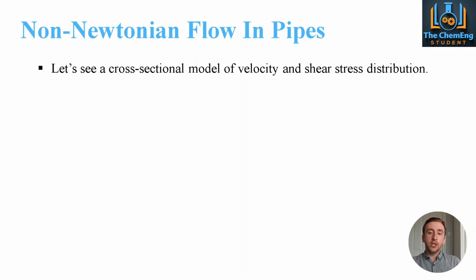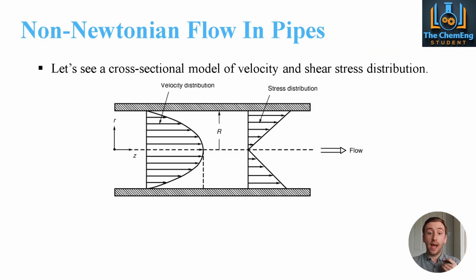Now if we look at a cross-sectional model of viscosity, shear rate and stress distributions, then this should give us a clear indication as to what is actually going on. So if we consider this part first, this is what's known as the velocity distribution chart. And what this tells us is that at the center point, now this is for laminar flow, at the center point of the pipe, we have the maximum fluid velocity because we have the least amount of resistance.